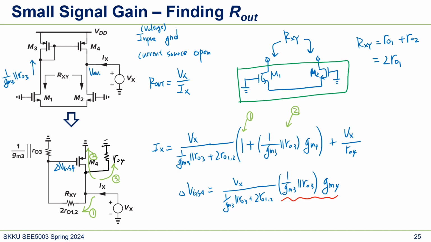We actually can make this more simple; we'll do a lot of approximation here. What we can do is here first. RO3 is a lot larger than 1 over GM3, right? So this will become 1 over GM3, which is a lot smaller than this one, right? So this will just go to 2 RO1, 2 Vx, and here, 1 same, and then this will be GM3 and GM4.